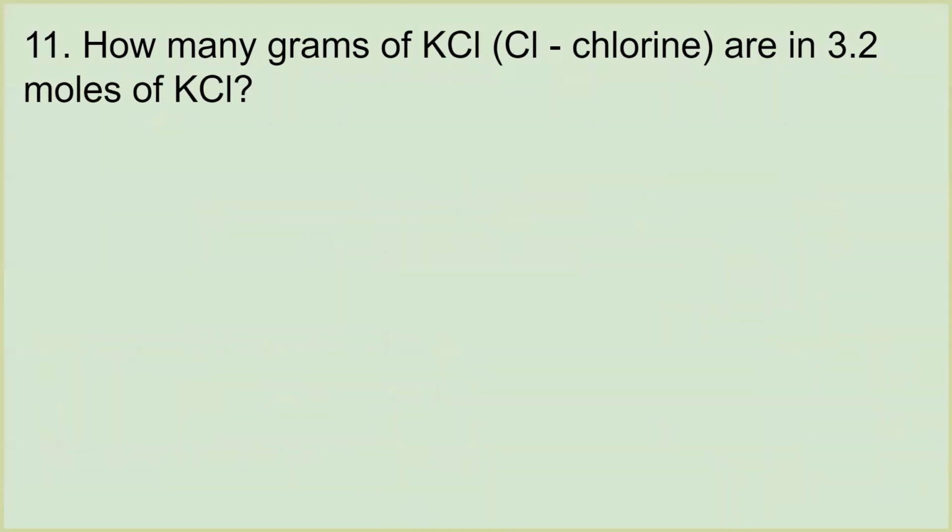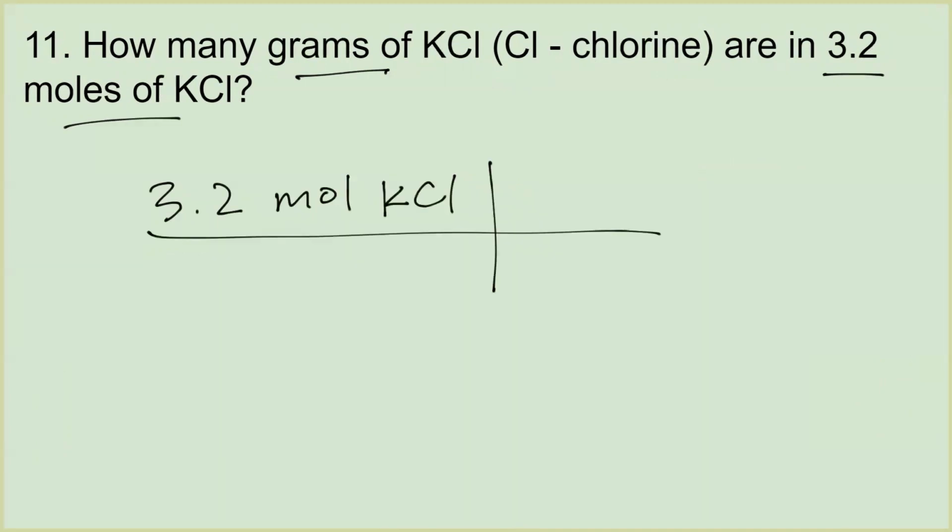All right. Okay, it's asking how many grams of potassium chloride are in 3.2 moles of potassium chloride. So we write down what we're given, 3.2 moles of KCl. Make our little fence. The units that I'm given are the units I copy. So I'm going to copy over moles of KCl. It's asking me to find grams. How many grams? I'm going to put grams of KCl.